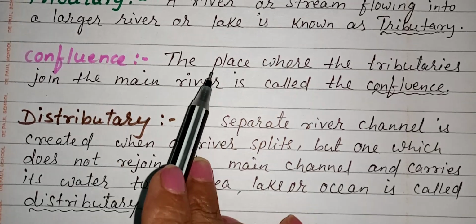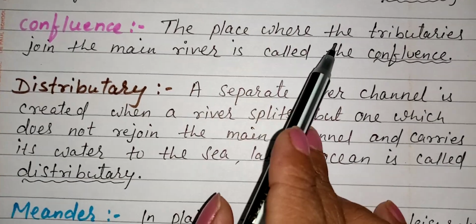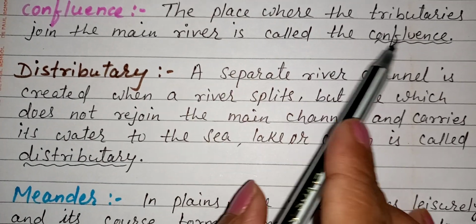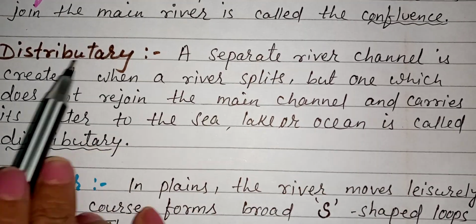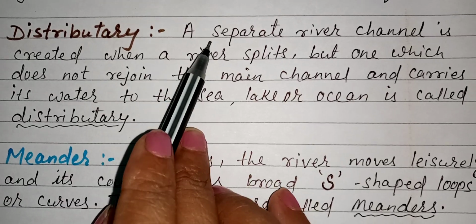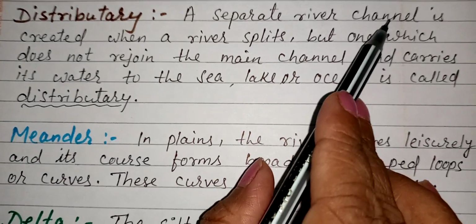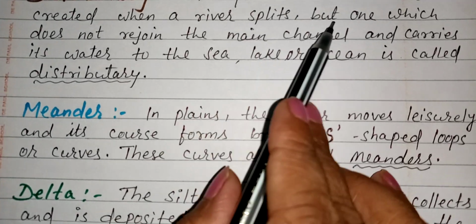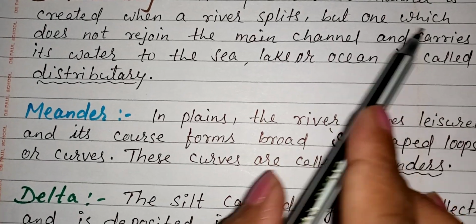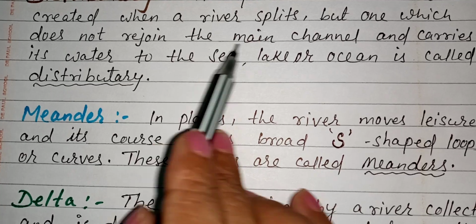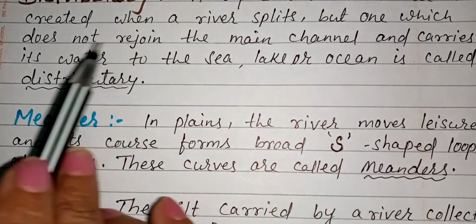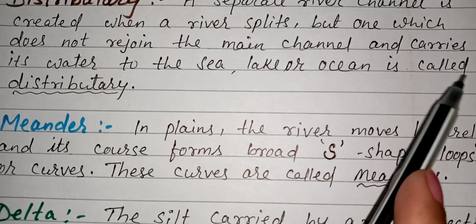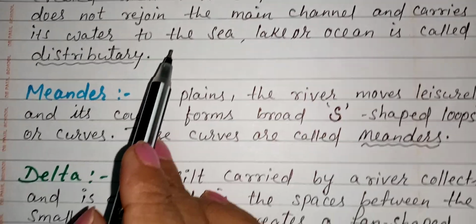Confluence. The place where the tributaries join the main river is called the confluence. Distributary. A separate river channel is created when a river splits, but one which does not rejoin the main channel and carries its water to the sea, lake or ocean is called a distributary.